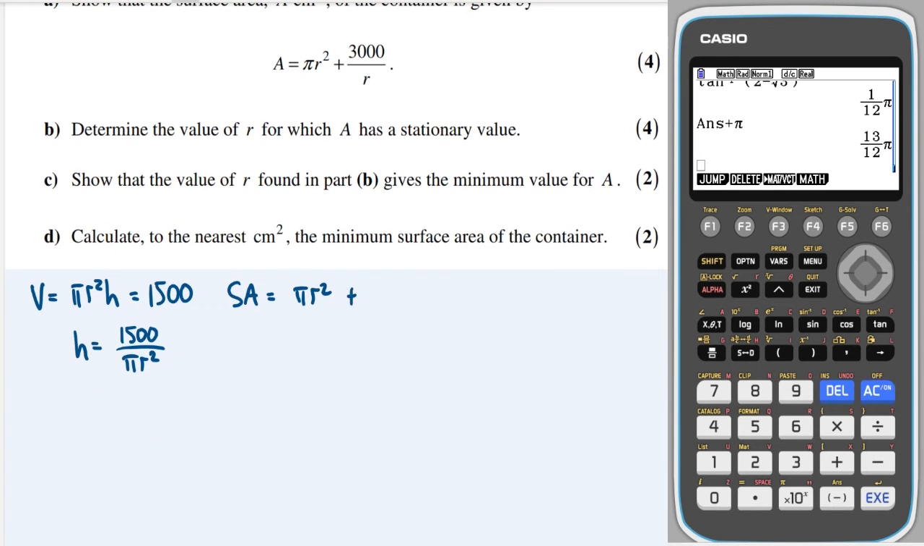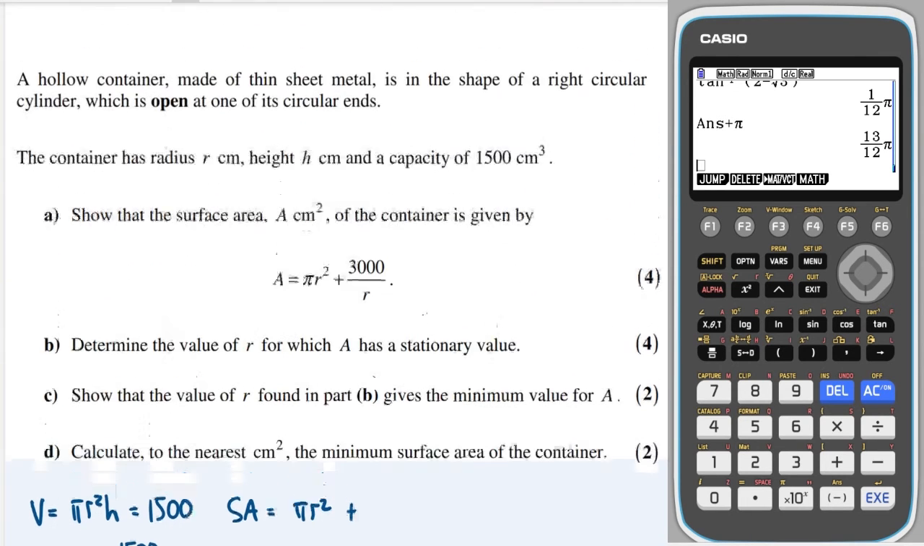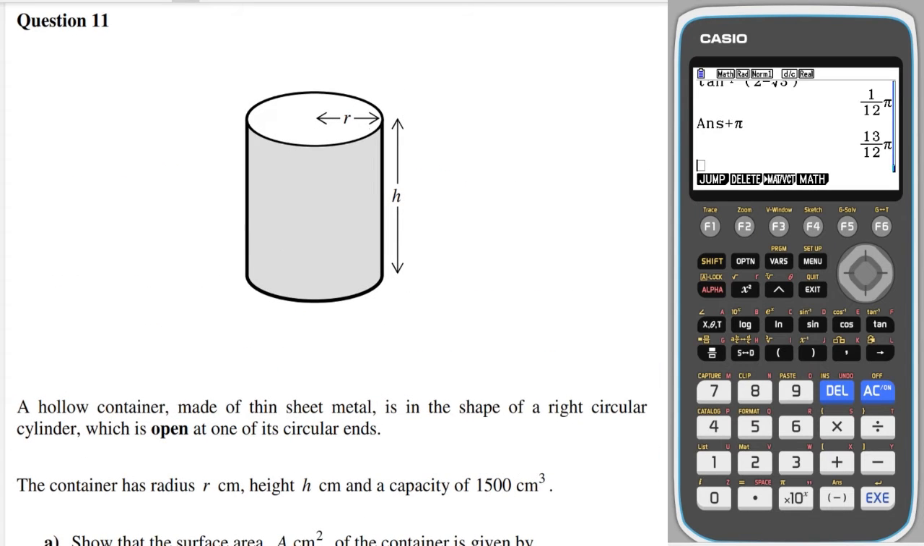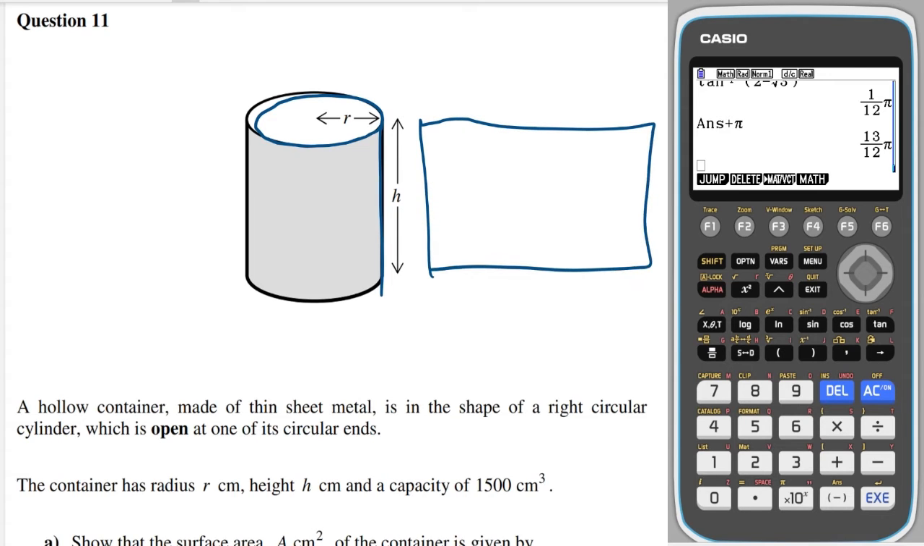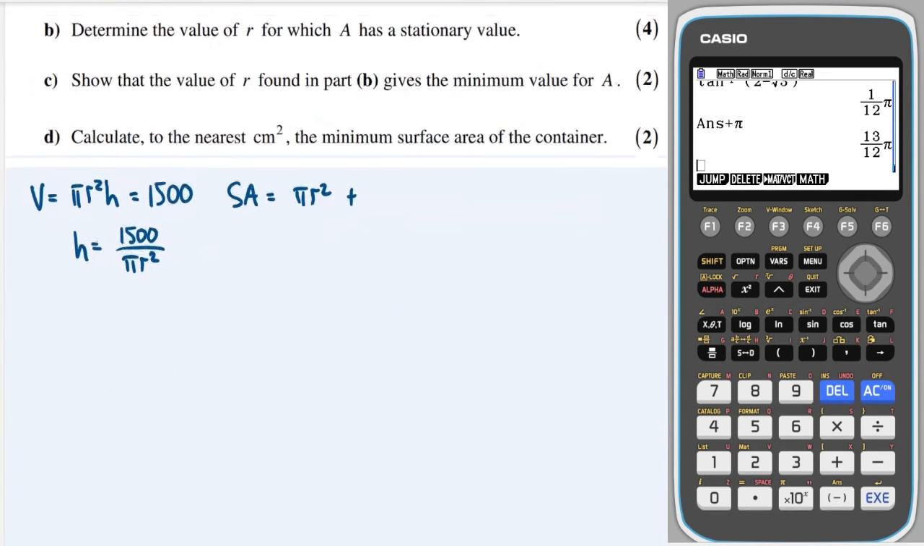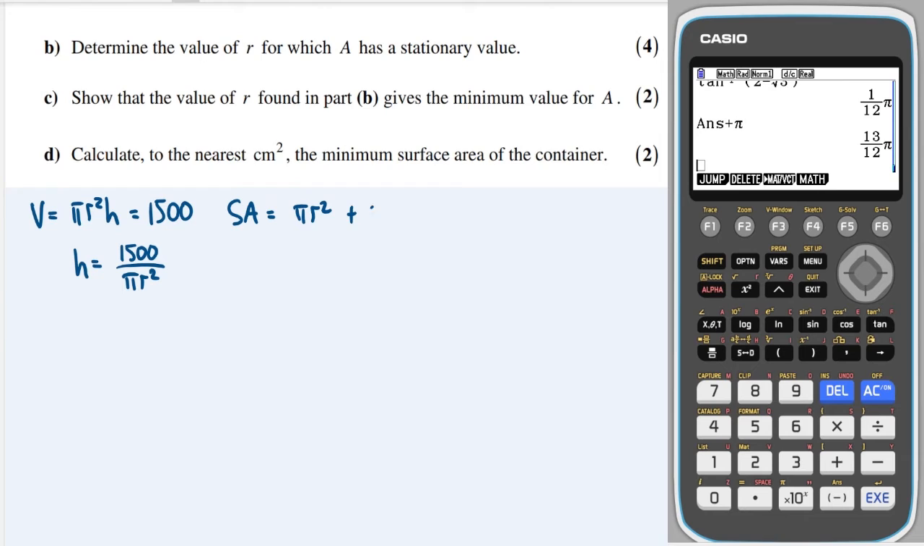And the curved surface area is the circumference multiplied by the height, and that would give me a kind of rectangle when I unravel the curved part. So it would be the height times the circumference. So that is 2 pi r multiplied by h, and h we found is this.